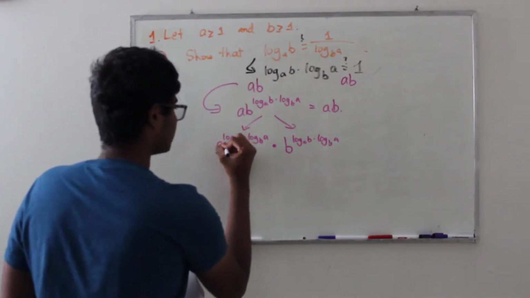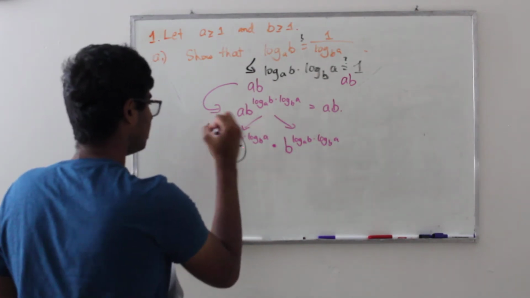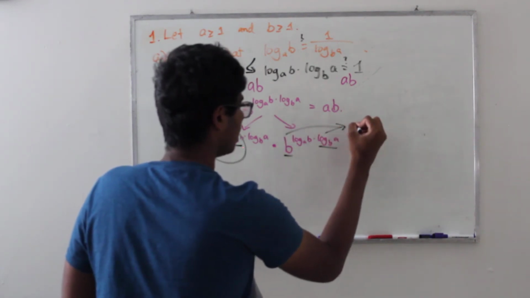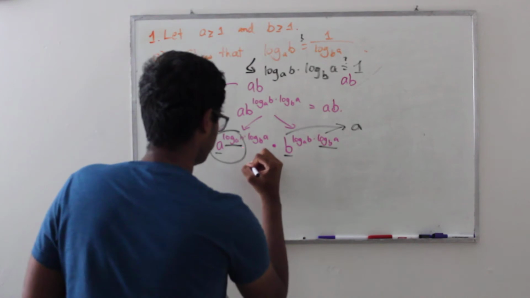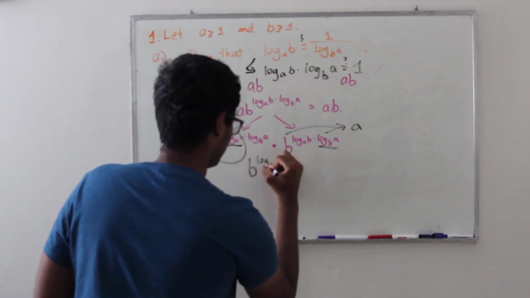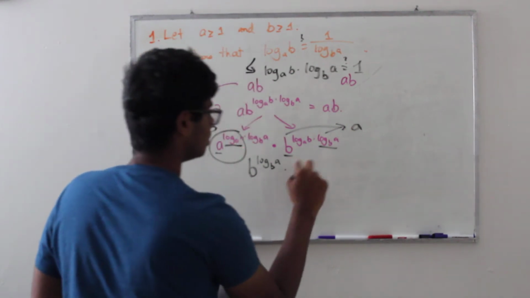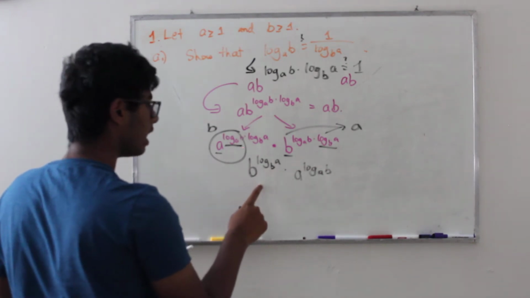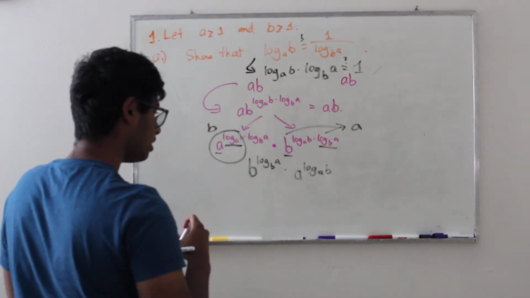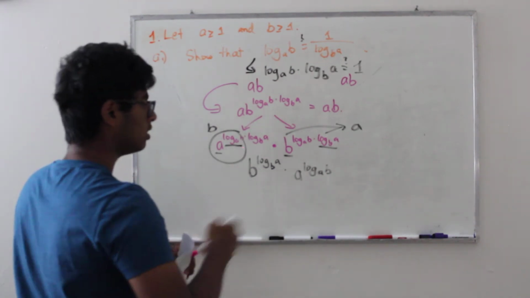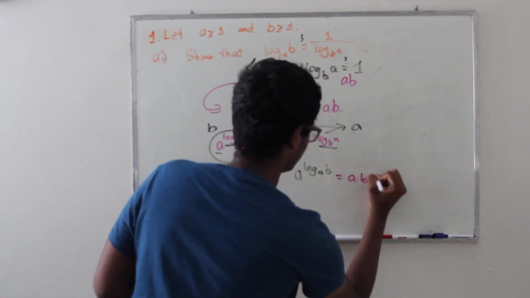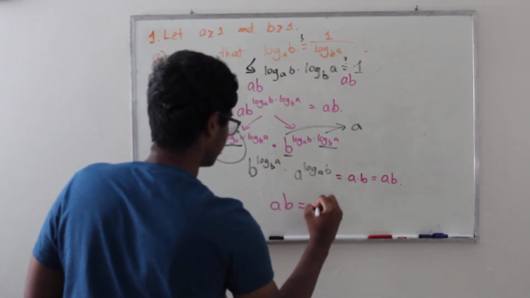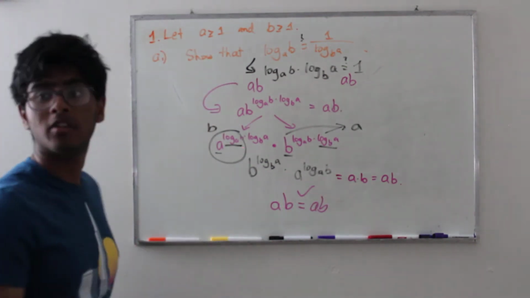A to the power of log base A of B is just B, and B to the log base B of A is equal to A. So now we have B to the log base B of A times A, which is this stuff, to the log base A of B. And we know that B to the log base B of A is A, and A to the log base A of B is B. So that gives us A times B, which equals AB. And since we're trying to prove it equals AB, we have AB equals AB, which is our proof for part A.